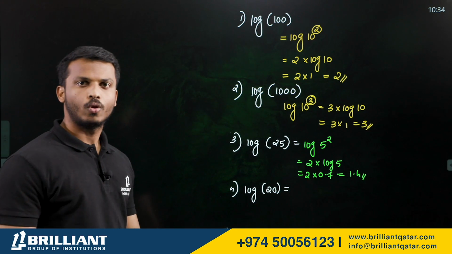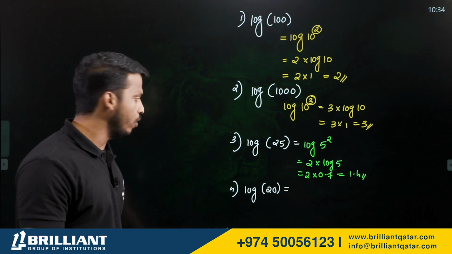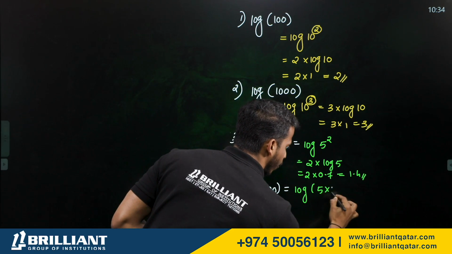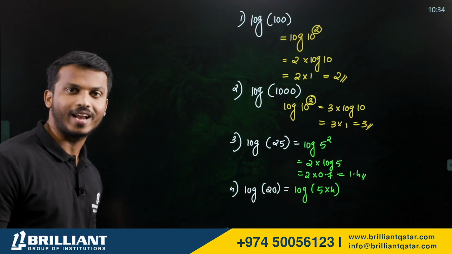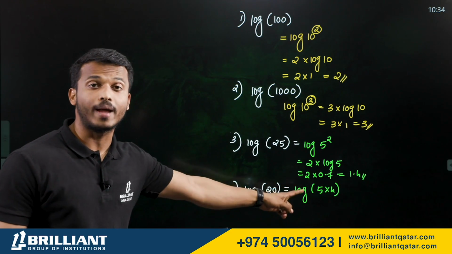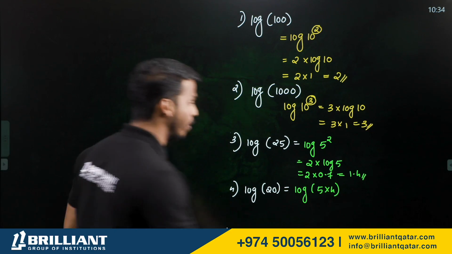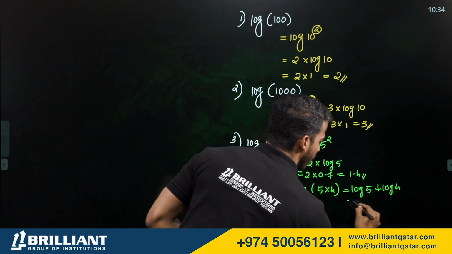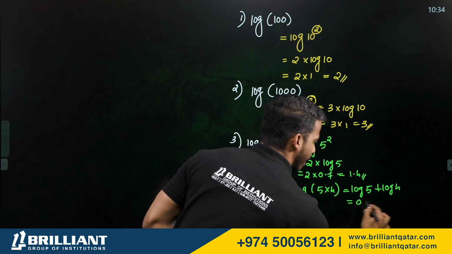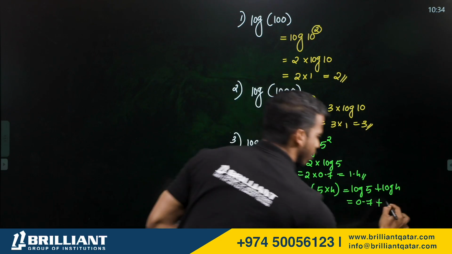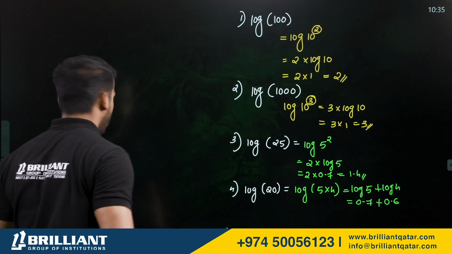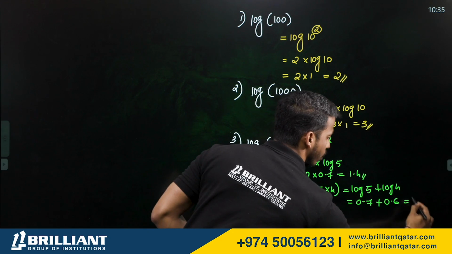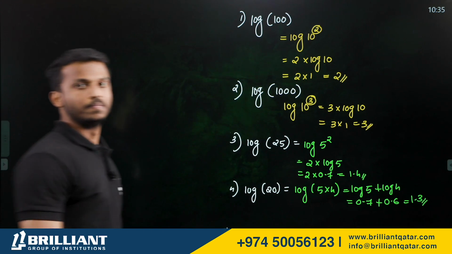Log 20 is not a square of an exact value. We can make it in the format of log 5 into 4, since 5 into 4 is 20, right? It is in the format of log a into b. What is log a into b? That is log a plus log b. Log 5 we calculated as 0.7, and log 4 is 0.6. So 0.7 plus 0.6 is equal to 1.3.